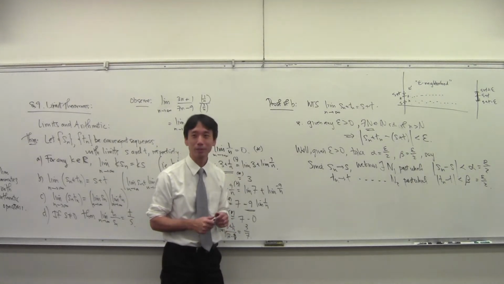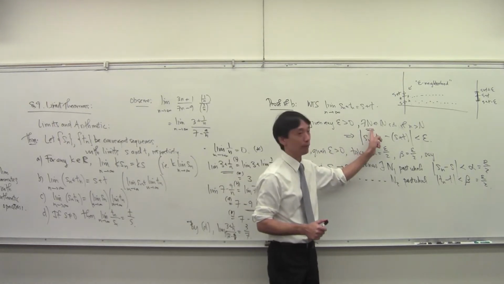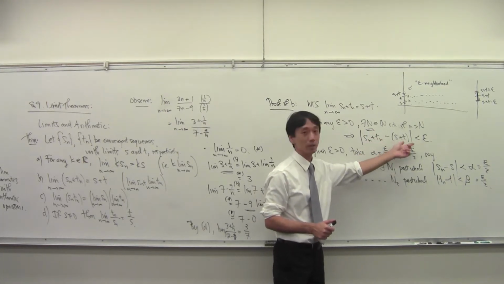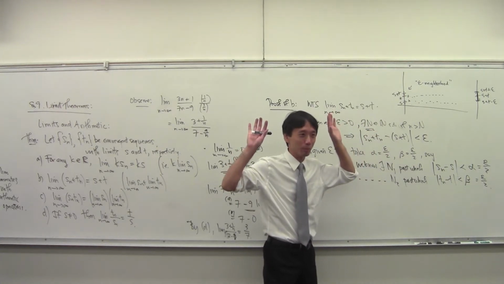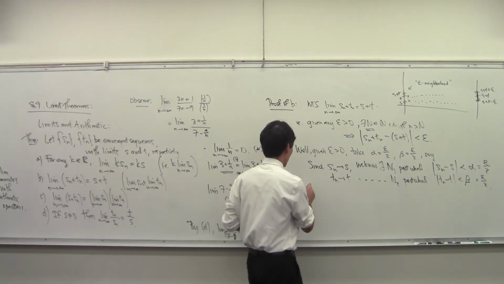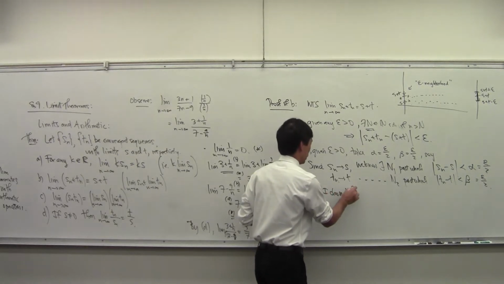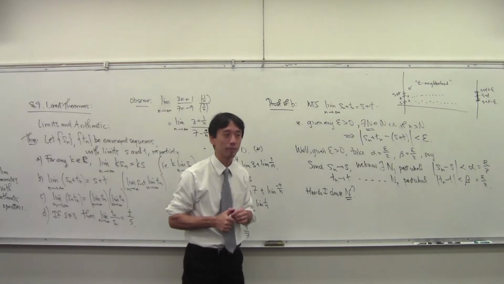What am I going to say next? We're looking for an n past which S n plus T n minus S plus T is less than epsilon. How do I find my n? Don't blurt it out. Don't blurt it out. How do I choose my n? The n that gives me what I want. Think by yourselves for a minute.